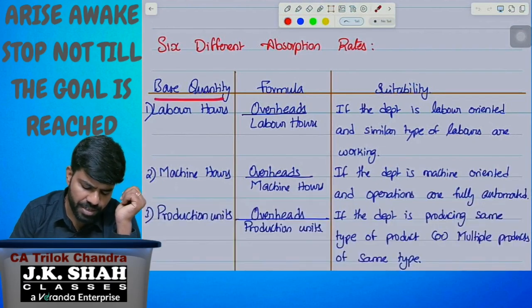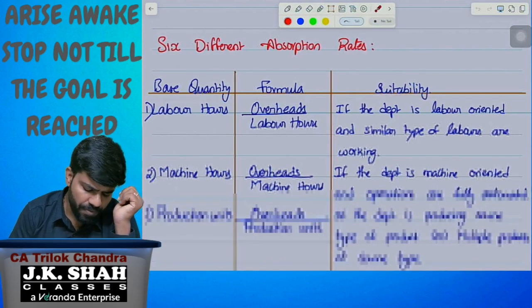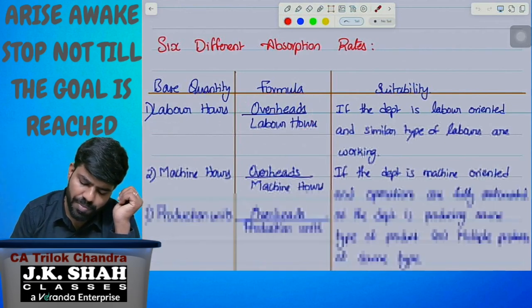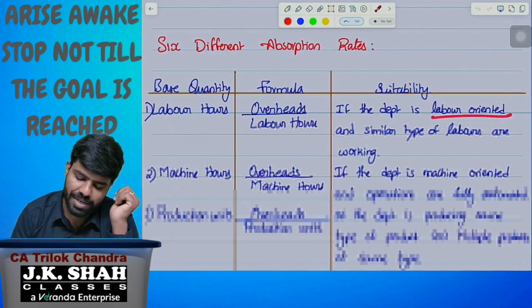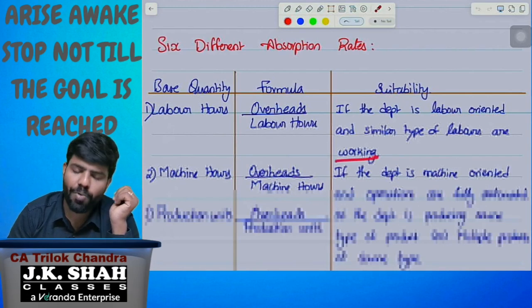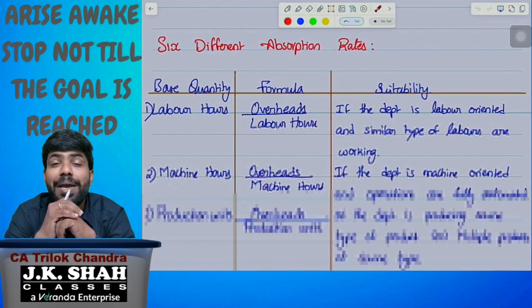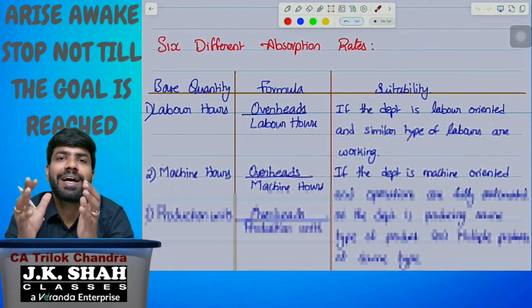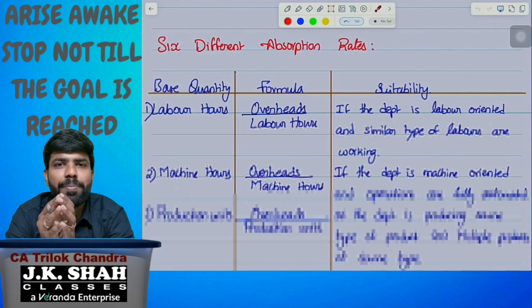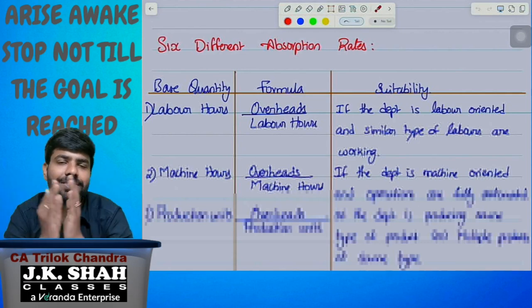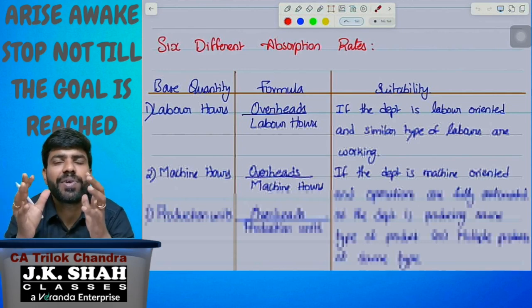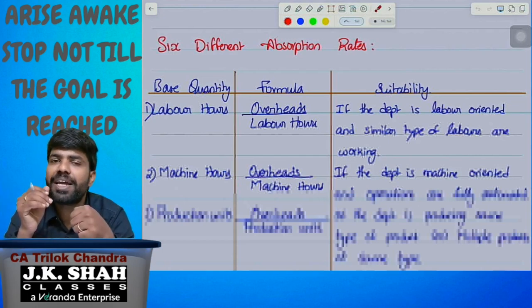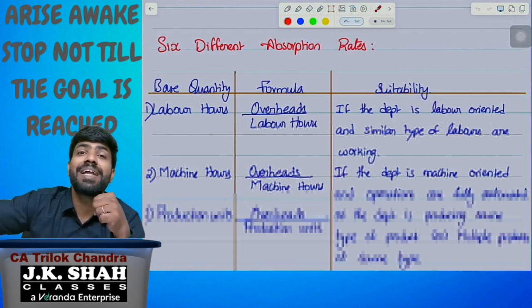First, I took base quantity, formula, suitability. First base quantity is labor hours, simple: overhead divided by labor hours. When it is suitable means if the department is labor oriented and similar type of labors are working. When we can take labor hours as the base quantity: when the department is labor oriented, like assembling department. In assembling department, most of the work will be done by the laborers. In such case, we can take labor hours as the base quantity. And the labor hours will be taken into consideration when all the labors are similar type.